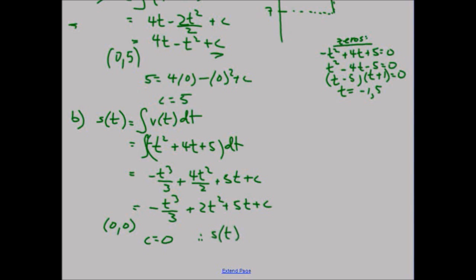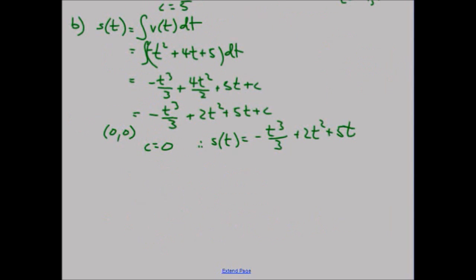Therefore, the displacement graph is negative t cubed over 3 plus 2t squared plus 5t. Okay, now to determine the displacement: S of 6 subtract S of 0. So S of 6 is negative 6 cubed over 3 plus 2 times 6 squared plus 5 times 6. Subtract 0 in there, that will just equal 0.